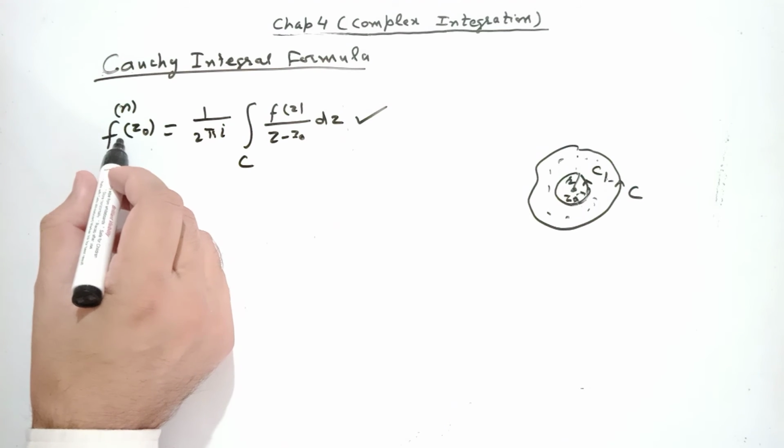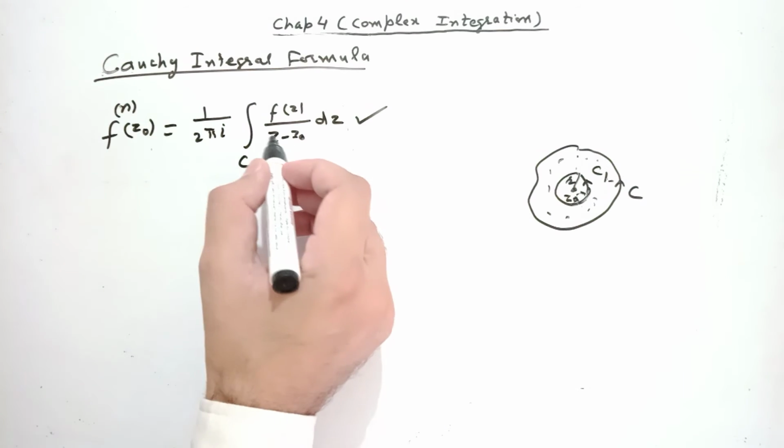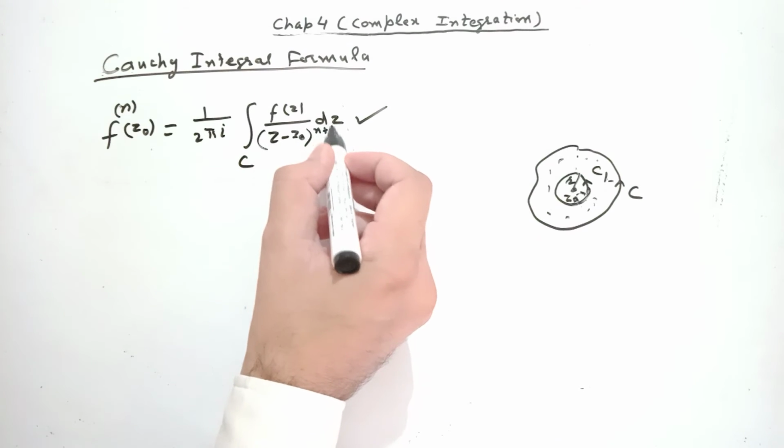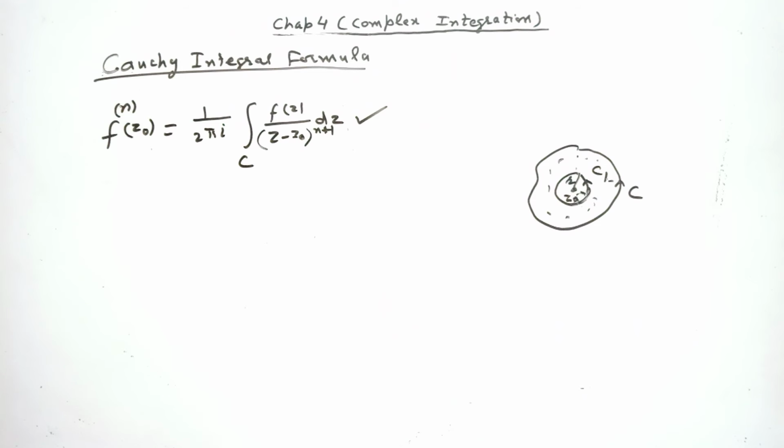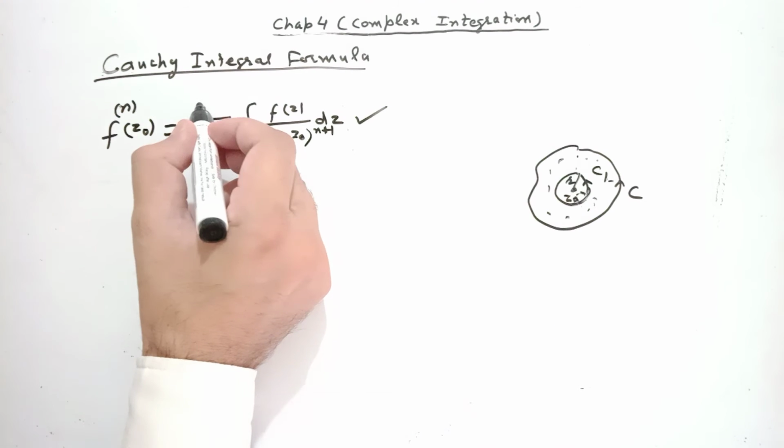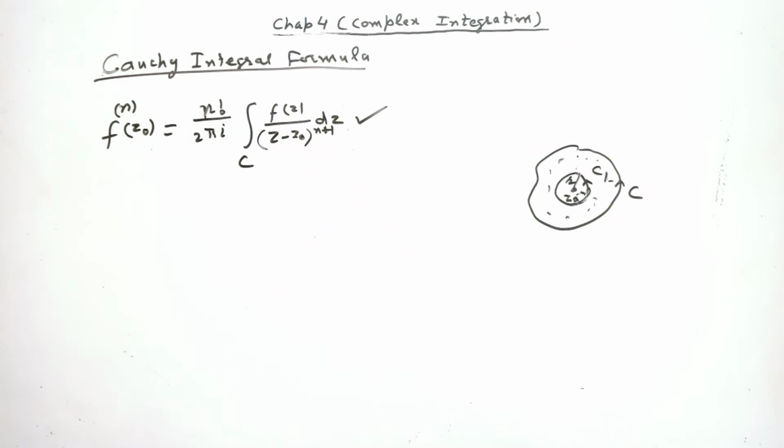We can find nth derivative of f at z0 by using this formula. Here also it becomes n factorial. Okay, so this is Cauchy integral formula for finding nth derivative of f at z0. f^(n)(z0) equal to n factorial over 2 pi i integral of f(z) over (z minus z0) power n plus 1 along C.